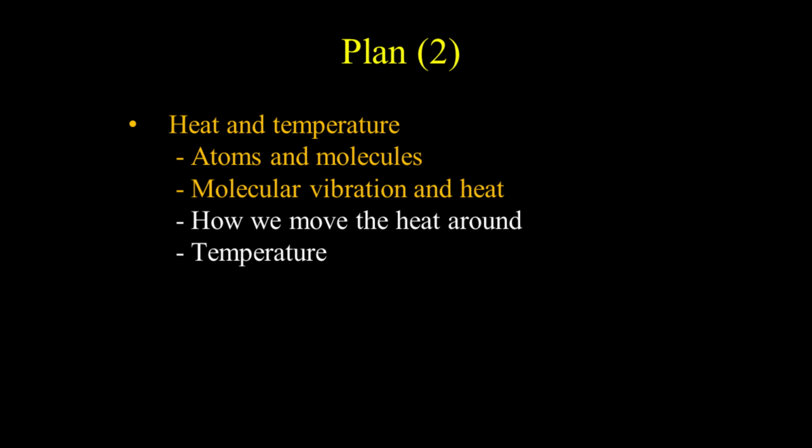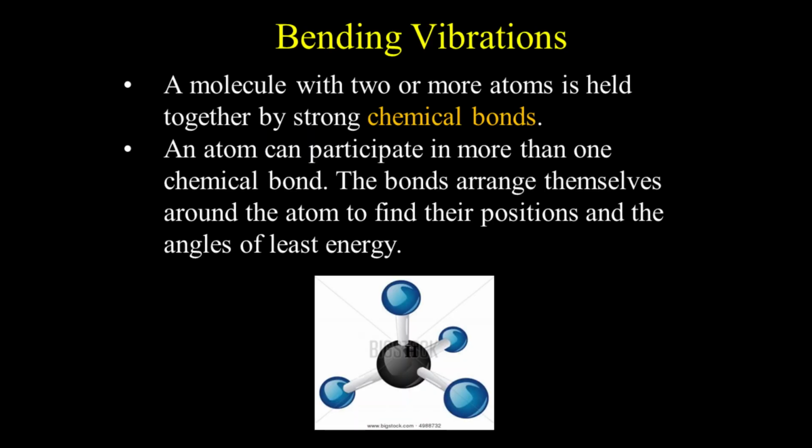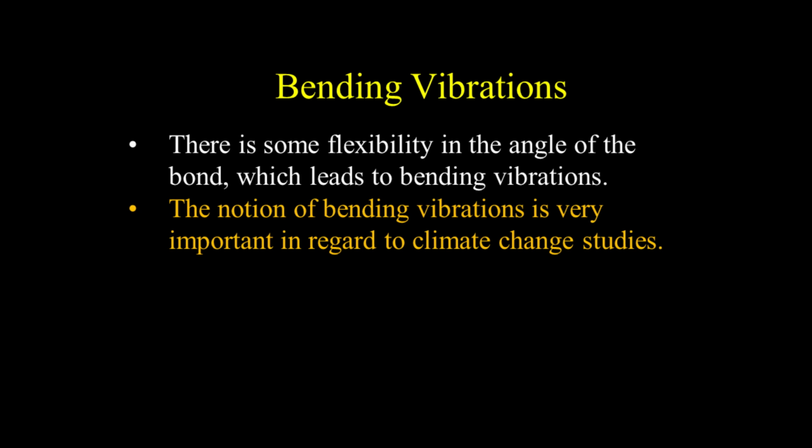Let's now talk about molecular vibration and heat. A molecule with two or more atoms is held together by strong chemical bonds. An atom can participate in more than one chemical bond. The bonds arrange themselves around the atom to find their positions and the angles of least energy. There is some flexibility in the angle of the bond, which leads to bending vibrations. That is, vibrations which involve changes in the angle between two bonds. The notion of bending vibrations is very important in regard to climate change studies.